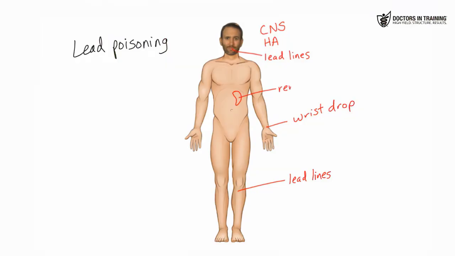Patients can have renal failure. You can have abdominal colic. And they can have microcytic anemia with basophilic stippling.